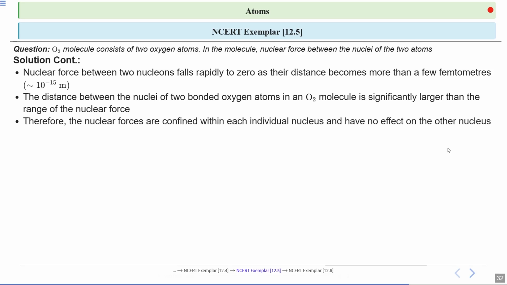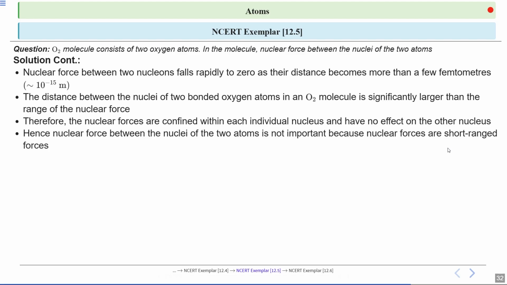Because of this, the nuclear forces only act within each individual nucleus. They keep the protons and neutrons together inside one nucleus, but they don't have any effect on the other nucleus in the molecule. So in summary, the nuclear force between the nuclei of two oxygen atoms is not important here, because nuclear forces are short ranged. Only forces that can act over larger distances, like electromagnetic or electrostatic forces, matter between the nuclei in a molecule.